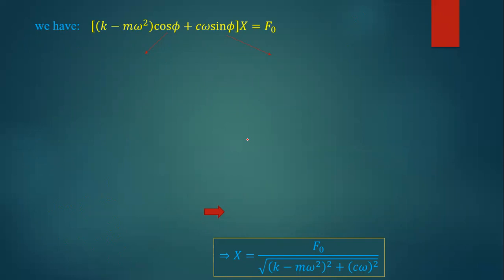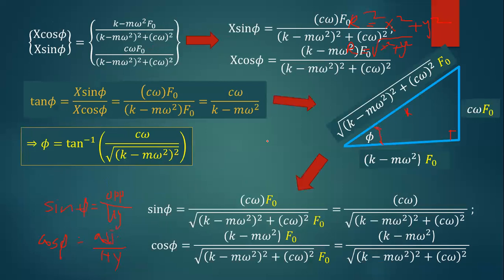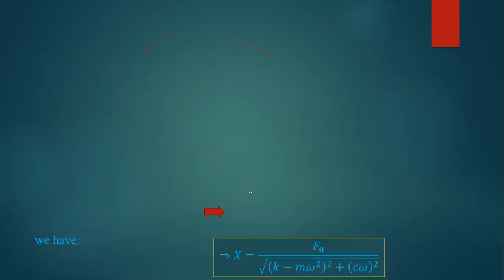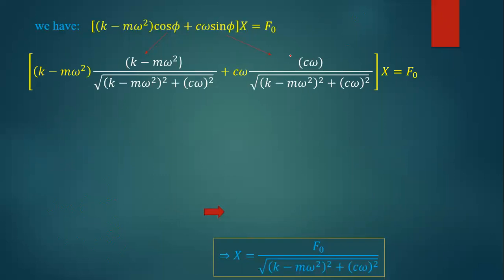So now, once we know the cos phi and sin phi values, once cos phi and sin phi are fully defined here, we can substitute them into the previous two equations, the two simultaneous equations. For example, this is one of the equations: (k minus m omega squared) cos phi plus c omega sin phi, whole, times x is equal to F naught. On that, we can substitute the values: cos phi is equal to the right part, and sin phi is this part. So by substituting this, what can you get?